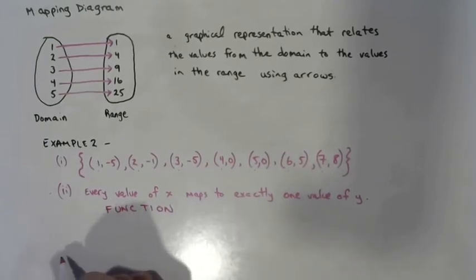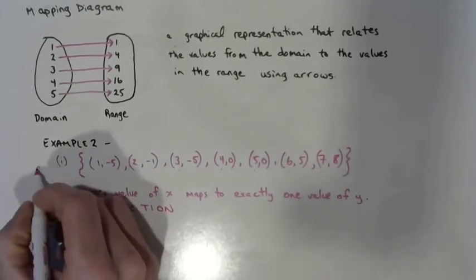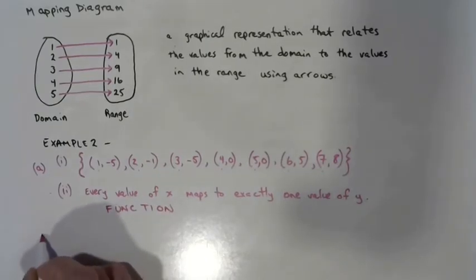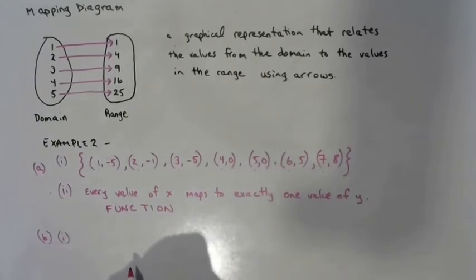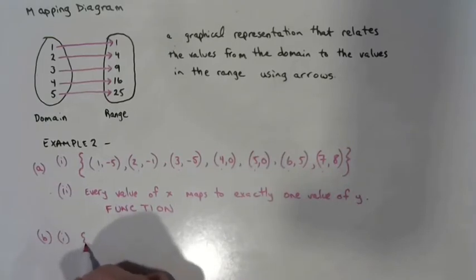All right. That was set A. Let's take a look at set B. You go ahead and develop the set of ordered pairs. Pause it here and check back, see how you did.